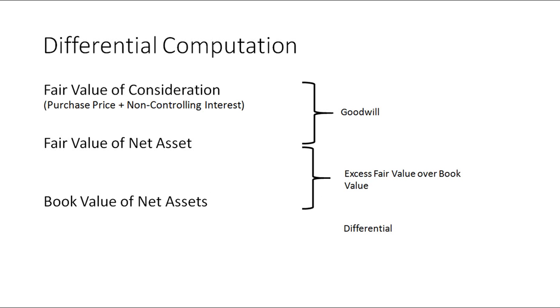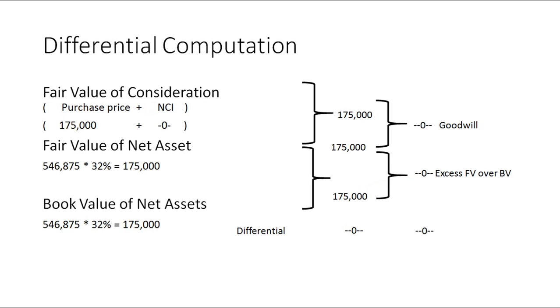We're going to look at the differential computation before we get into the equity method of accounting. Under this scenario, the purchase price is $175,000. The fair value of the net assets, I said, was $546,875. That's at 100%. We're going to ignore the NCI for the equity method of accounting under this scenario. We'll see under consolidation we'll handle it a little differently, but the basic foundation is going to be like this. So 546,875 times 32% is 175,000. So we see that the fair value of consideration is the same as the fair value of the net assets, which means no goodwill. And then we have no excess fair value over book value.